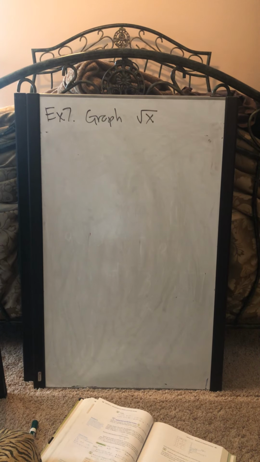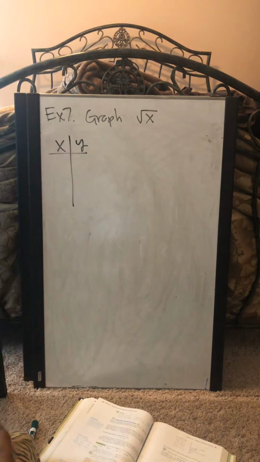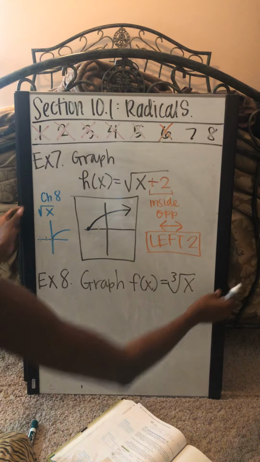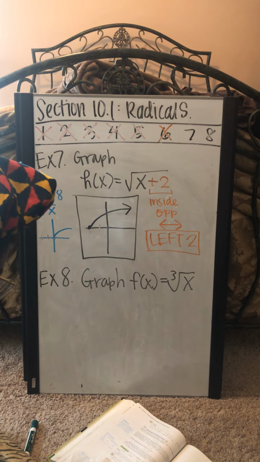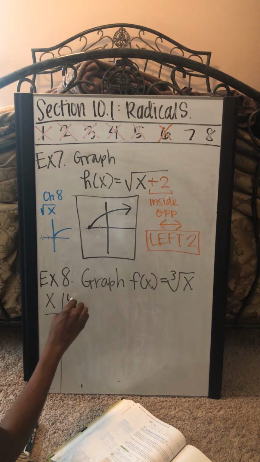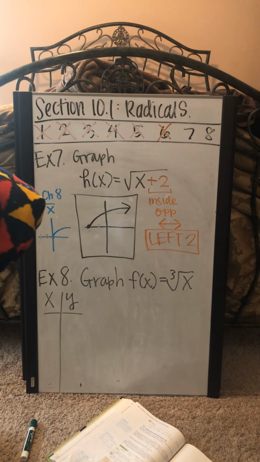But again, we already learned how to graph this. If you don't know what a graph looks like, you can just make a t-chart, x and y, and then plug in values, right? And then plot those values. But since we already learned that in chapter 8, I'm not going to redo it. But what I will do is do that on example 8 because we haven't learned what the cubed root graph looks like yet. So again, if you don't know what a graph looks like, make a t-chart and let's plug in some values, okay? It would be easiest for us to plug in values for x.